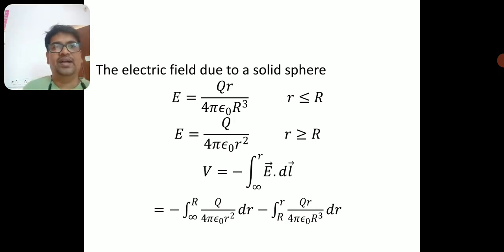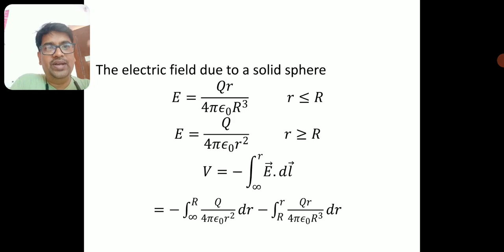Now I am going to substitute the electric field equation in this to get the potential. So potential V is equal to minus integral from infinity to r of E dot dl, because the potential is defined like this: the work done in bringing a unit charge from infinity to that point in an electric field. I am bringing a charge from infinity to the point P, which is at distance r from the center of the sphere. So I have to take it from infinity to r, E dot dl.